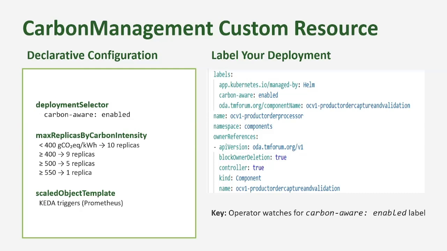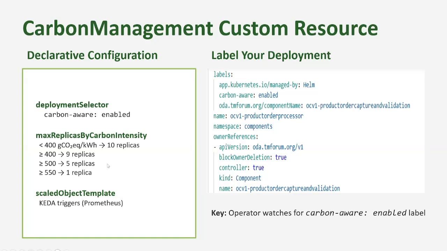And the way in which the development team declare their requirements, we've created a custom resource, a carbon management custom resource, where you can set some rules using a declarative method. So there's a YAML file you include as part of your component, and you set some rules saying, based on the business activities that your software does, in different levels of carbon intensity, you can then declare how that should impact the scaling of your software.